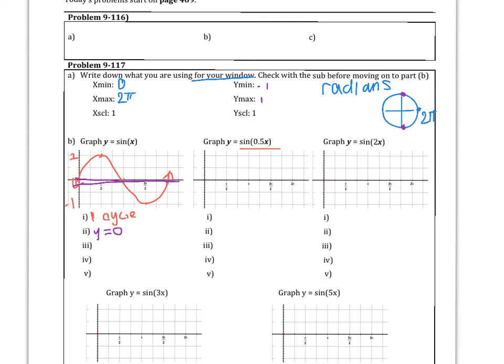Remember, the amplitude is how high or low it's getting, not the total height from the highest to the lowest, but the distance from those peaks or valleys to the midline. So this has an amplitude of 1.